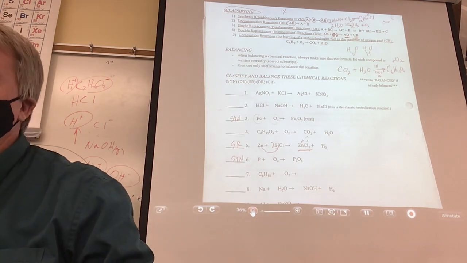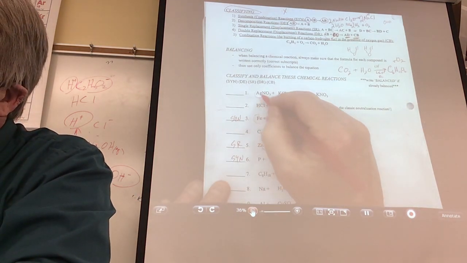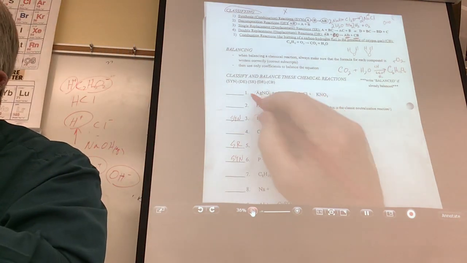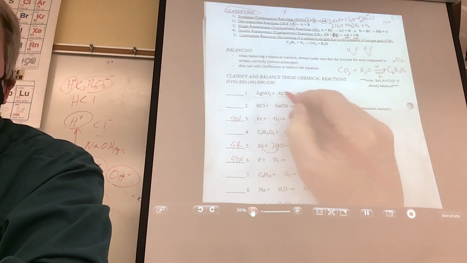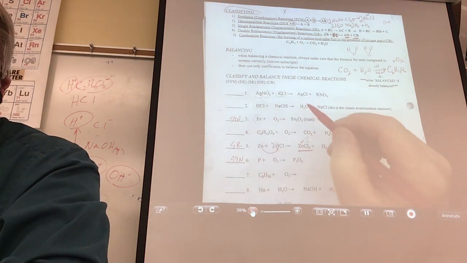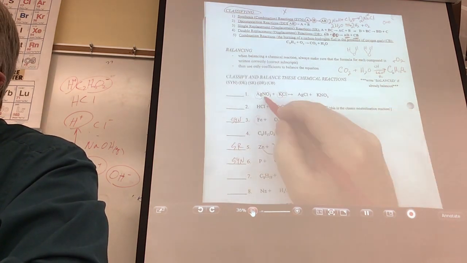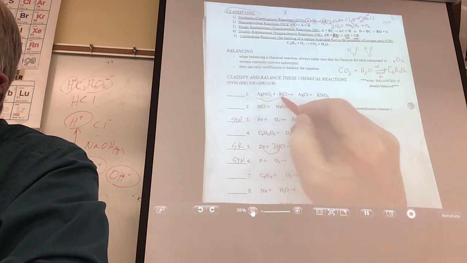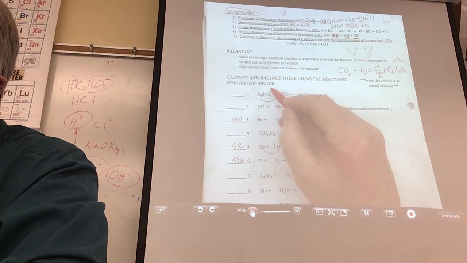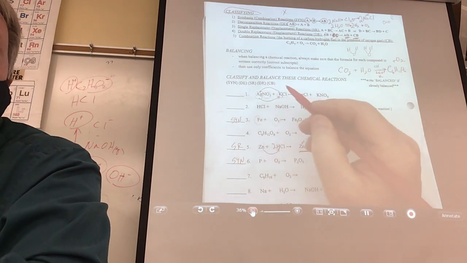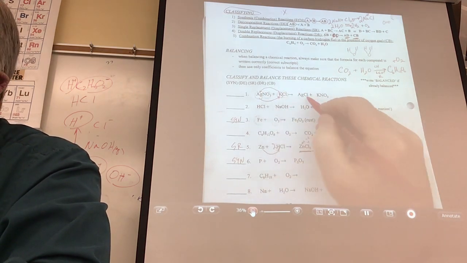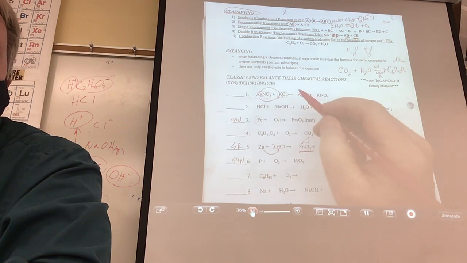Sierra. Number 1, watch now. A and nitrates like this, isn't it? Isn't this polyatomic ion like this? AB plus CD. There we go. Okay, ready? Sierra. Who is silver going to kick out? Potassium. Is that right? But who's potassium going to kick out? Silver. All right, so what's going to happen? Silver is going to form a compound with chlorine. There we go. And potassium is going to form a compound with nitrate.